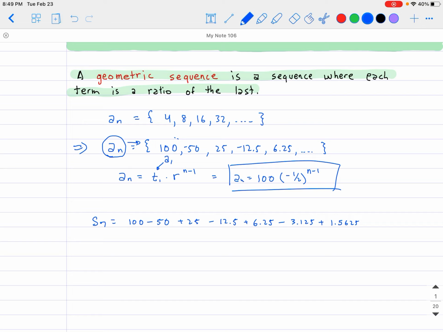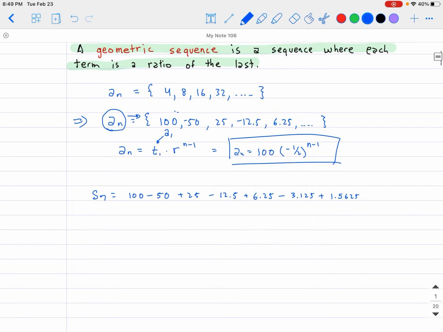And this is probably something that's pretty simple because I could just go ahead and add them all up numerically. But what if I asked you to add up, say, the first 100 terms? That's where it gets a little bit more complex. So our first question to ask is, how do you find the sum of a geometric series?